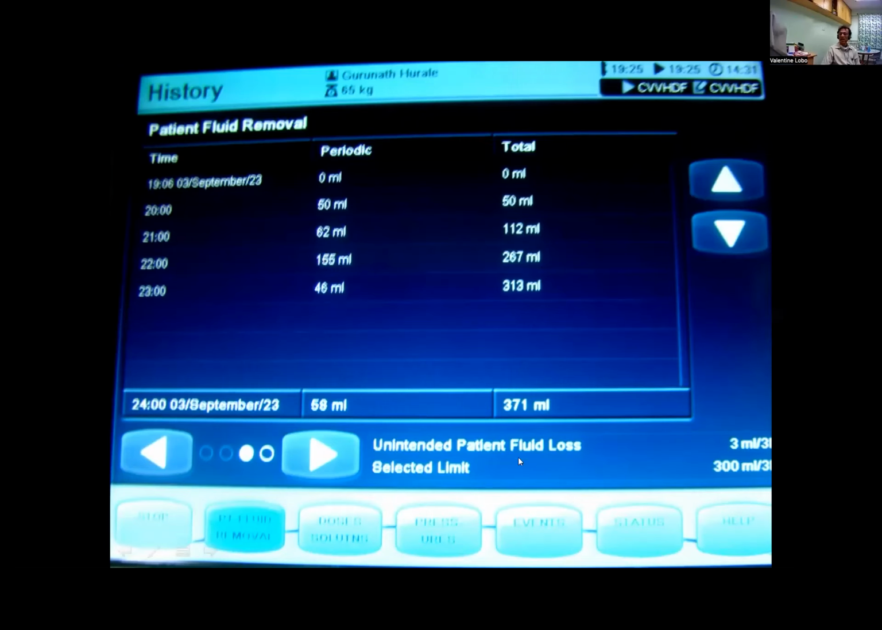The reason for that is that the machine averages over a period of 3 hours the unintended patient fluid loss or gain. And here it says that all that happened was a patient loss unintended of about 3 ml in the last 3 hours. So this was counterbalanced by the fact that the machine took out less in the previous hour, and so it did not alarm. But this could be extremely dangerous to our patient.